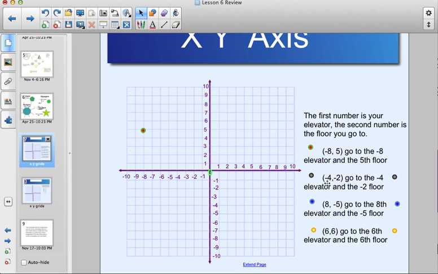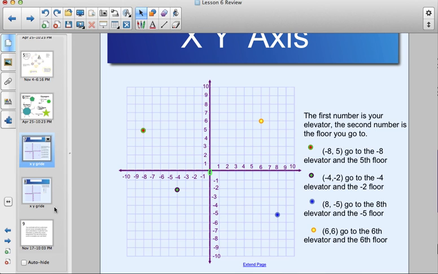Here I need to find my -4 elevator. So -4 elevator, and I went down 1, 2, because here is -2. Now I need to find the 8th elevator, and we're going to the -5th floor. Okay, and then I need to find the 6th elevator and the 6th floor. So the 6th elevator, as you can see, I try to start from the origin and then go up, and then we're going to the 6th floor.